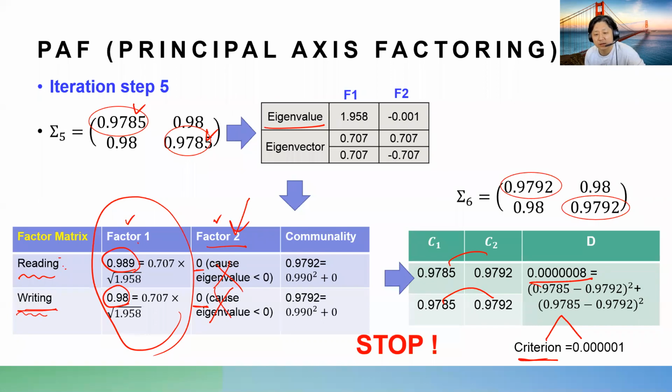Your job is then to name factor 1. So how do you name factor 1 in this case? For reading and writing, maybe it will be language ability or something like that.